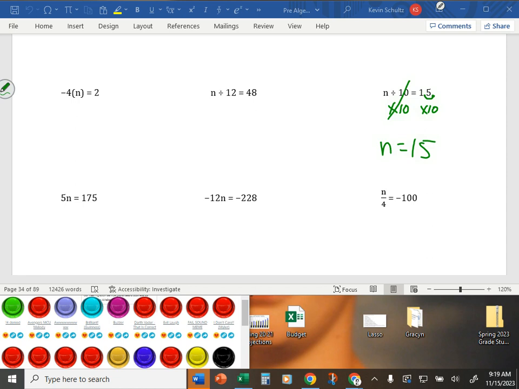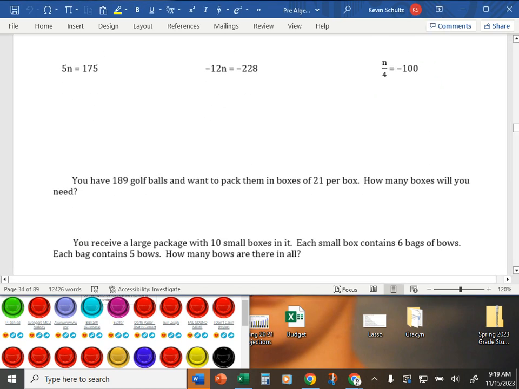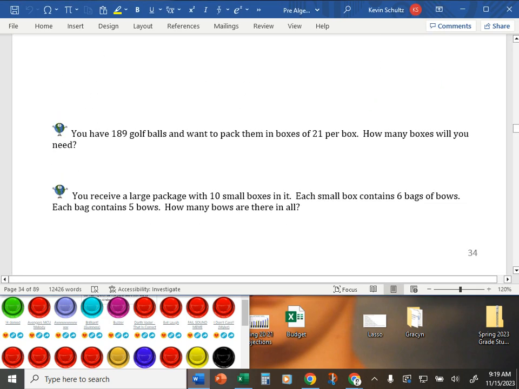Maybe that one. Okay. Your homework for tomorrow. Work through the rest of this objective, including the 2 word problems down at the bottom.